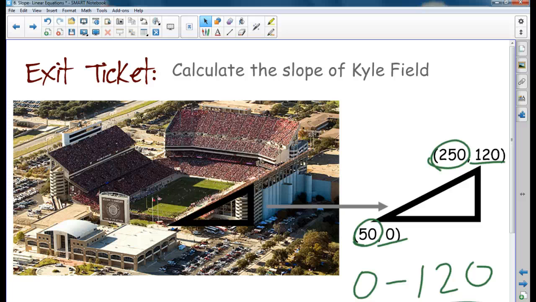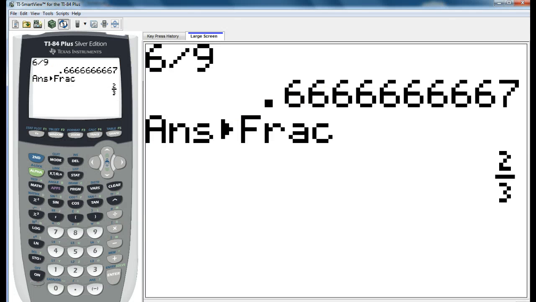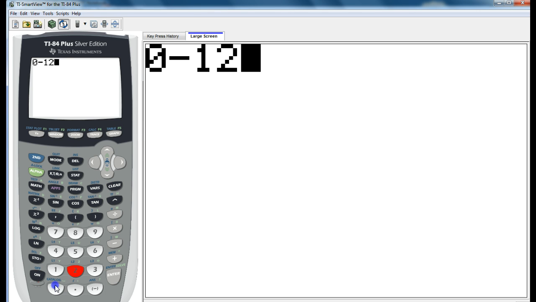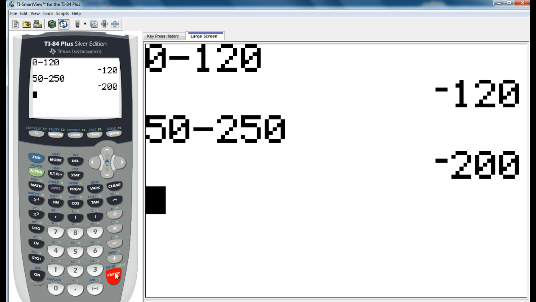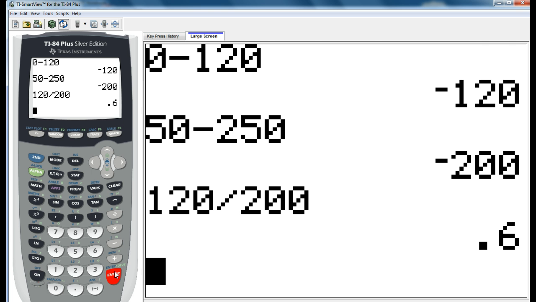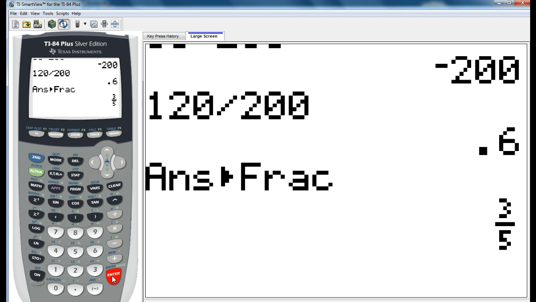I think it was 3/5. That's 120. Minus 120, and then it was 50 minus 250. So it's 120 over 200. 0.6. That's what I got. 3/5. Oh, he was right.